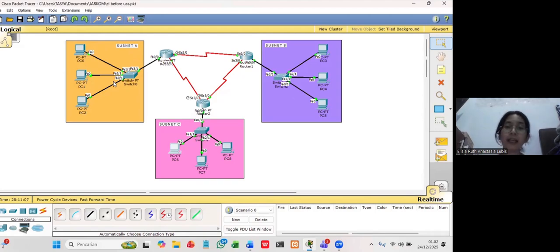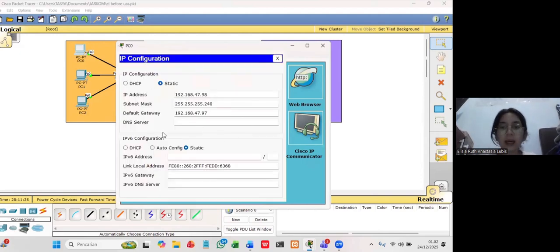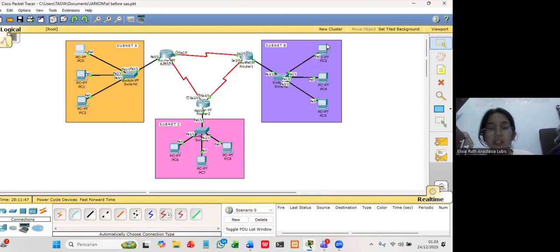After calculating the subnet addresses, each network segment has its own network address, a usable host range, and a broadcast address. These IP addresses are assigned to the router interfaces and PCs according to their respective networks. Next, each PC is configured with an IP address, subnet mask, and a default gateway that points to the IP address of the router interface in the same subnet. This configuration is important so that data packets can be forwarded outside the local network.